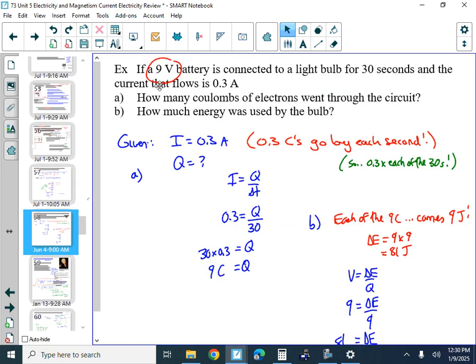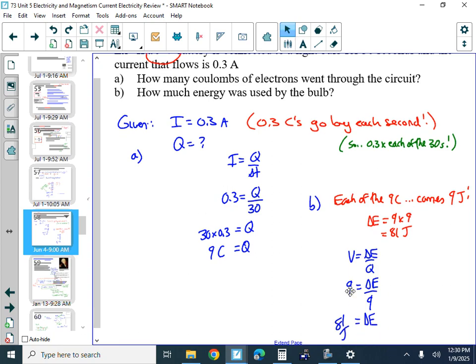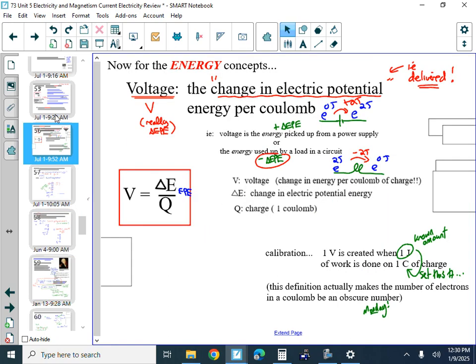9-volt battery. So obviously we know that's your voltage. So we have current flowing for a certain amount of time. So current and time allow you to figure out how many coulombs flowed. And then if you know that it's a 9-volt battery, each coulomb carries 9 joules, right? Each voltage is literally joules per coulomb. It's energy per charge.